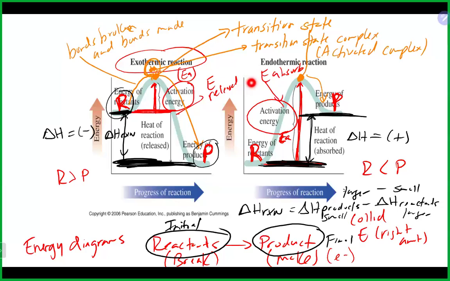So that is why, when you see a change in enthalpy or delta H value for a particular reaction and it's positive or negative, it is going to basically tell you if it's exothermic or endothermic. Any questions on any of that there?